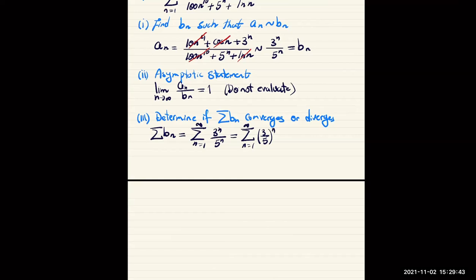So what do you think? Is this convergent or divergent? Convergent. This is convergent because it's a geometric series with ratio being 3/5.